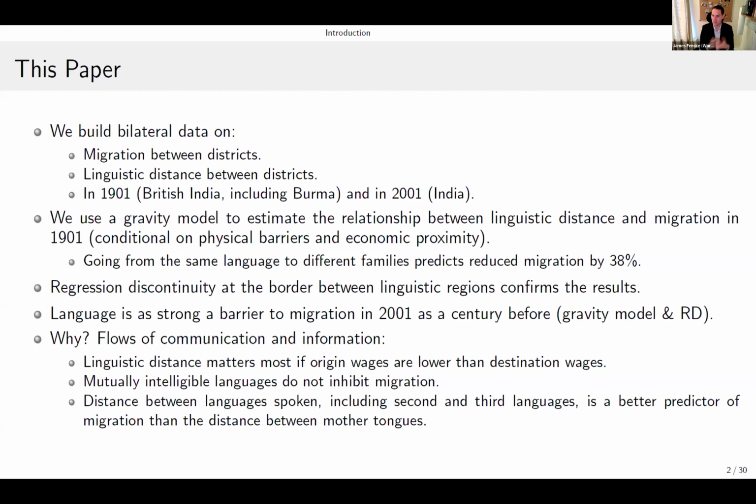But that, again, doesn't suggest culture. That suggests language and communication for their own sake. Lastly, we can only do this in the present day. We can't do this in the colonial period. We're going to be able to show you both languages spoken as mother tongues and languages spoken as second and third languages. And in that horse race style regression, it's the languages that you actually speak that drive migration rather than dissimilarities in mother tongues across districts.